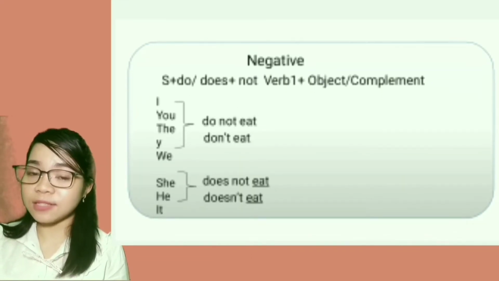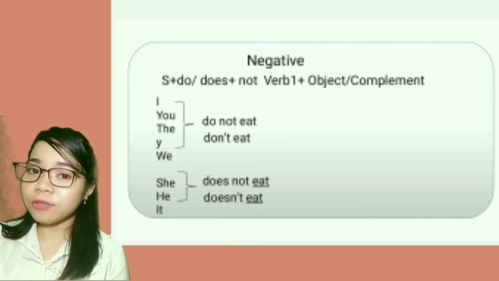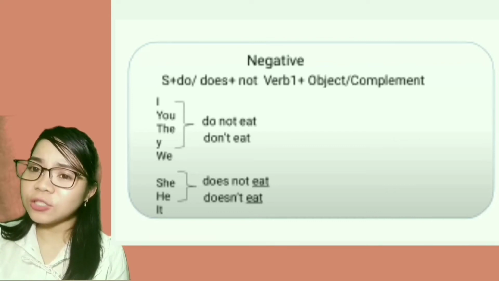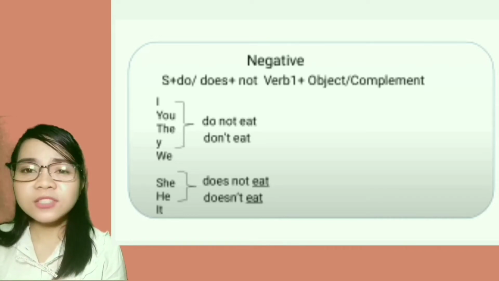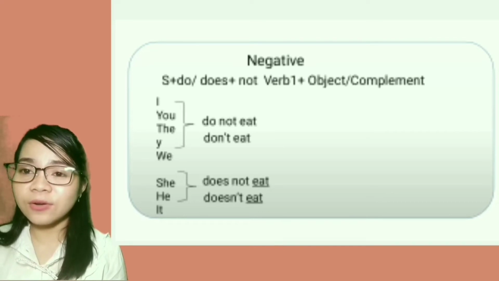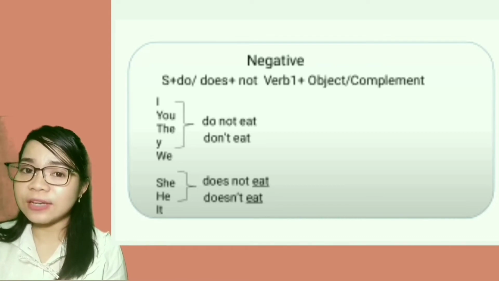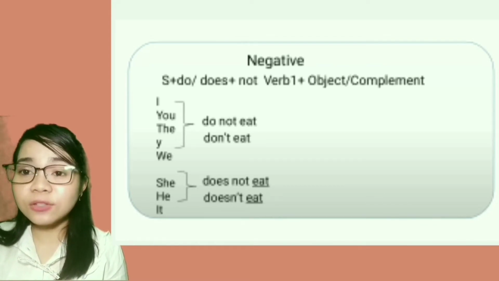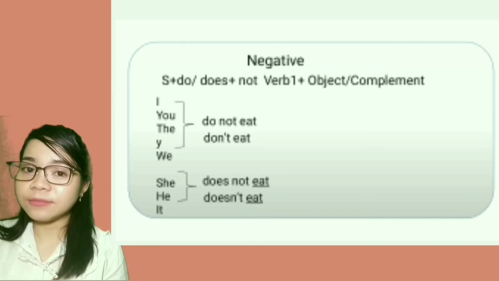Now we move to negative form. The negative form, the formula is subject plus do not or does not plus verb 1. If the subject is I, you, they, we, in a positive sentence, you don't need to put s at the end of the verb. In negative, if the subject is I, you, they, we, just use do not. I don't go, I don't eat, I don't cook, or you don't cook, you don't eat, you don't go, or do not go, do not eat, do not cook.